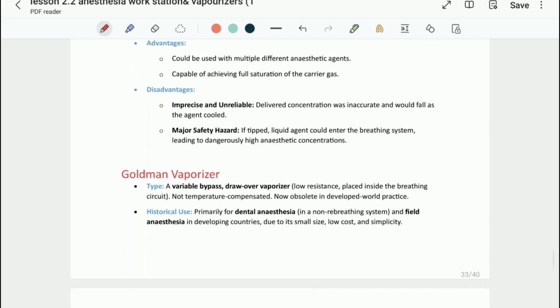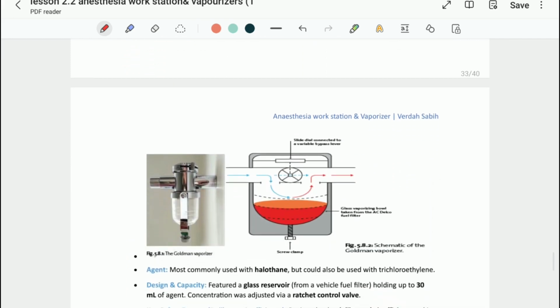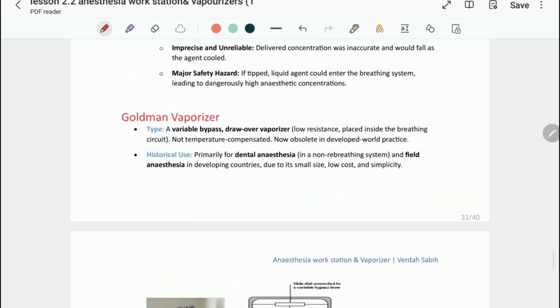Then there is the Goldman vaporizer. This is a picture of the Goldman vaporizer. A Goldman vaporizer is also a variable bypass draw over vaporizer. It is low resistance and placed inside the breathing circuit. It is not temperature compensated and it is now obsolete in developed practice.